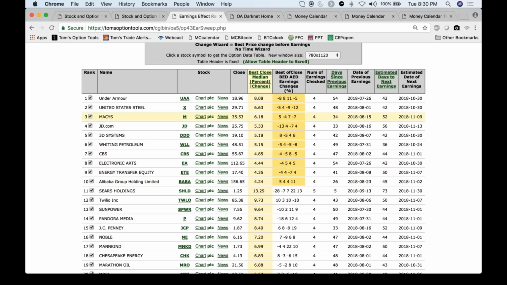Now, this is price. Look at Under Armour, for instance. Under Armour has an average move of 8% before the earnings. The problem is, last quarter it was -8. The quarter before that was +8. The quarter before that was +11, and the quarter before that it was -5. So it's kind of a coin flip. Even though it moves around a lot, this could be great for a straddle, right?